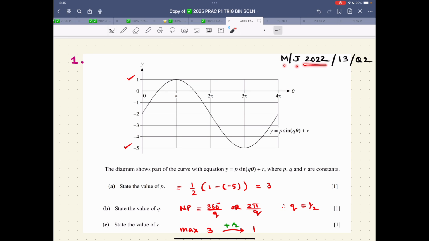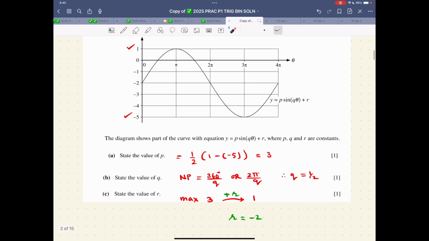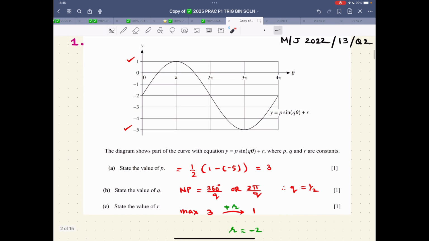This is May-June 2022, variant 1-3, question number 2. This first question is about trigonometry. It's about trigonometric sketch, a usual traditional question. The diagram shows part of the curve with the equation y is equals to p sine q theta plus r.